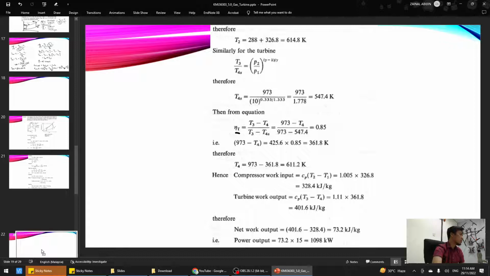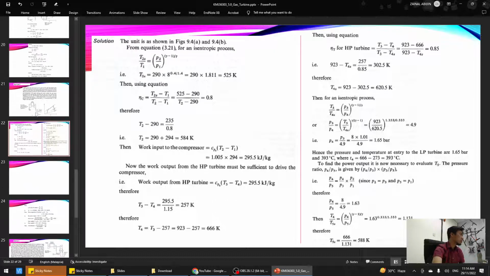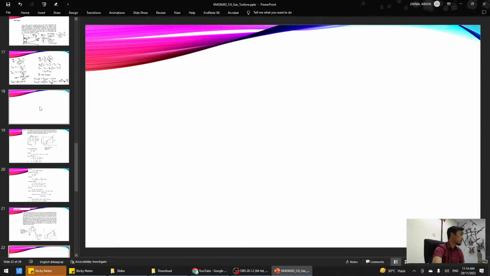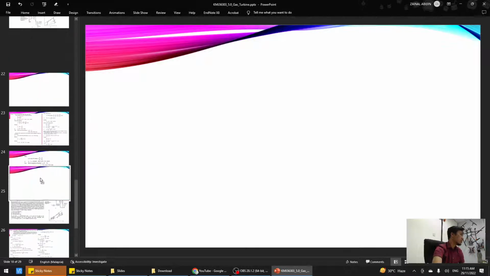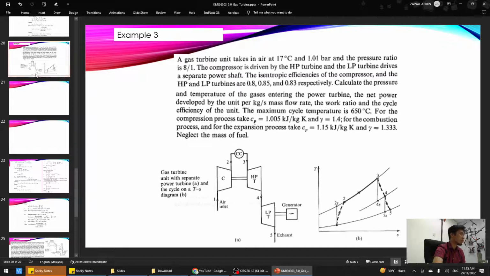Next, on question number 3, actually you dah faham basic ni, you boleh go through sebenarnya untuk question number 3. Okay, let me read through for you. A gas turbine unit takes in air at 17 degrees Celsius. Dari pengalaman saya mengajar dari tahun 2018, student always forget to change degree Celsius to Kelvin.